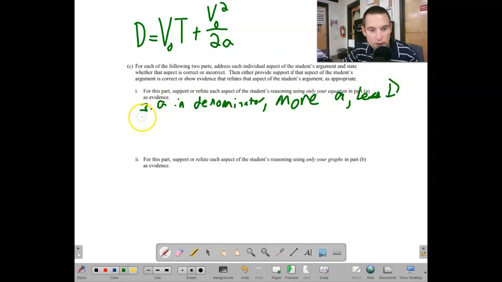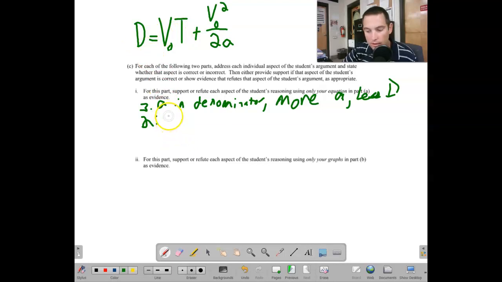All right. Number 2? Sure. So this one was talking about D and T having a relationship. So T is in the numerator, right? Because this is all assumed to be over 1. Oops, and then I erased it. So that means that as more time goes on, then yes, your distance is going to increase.